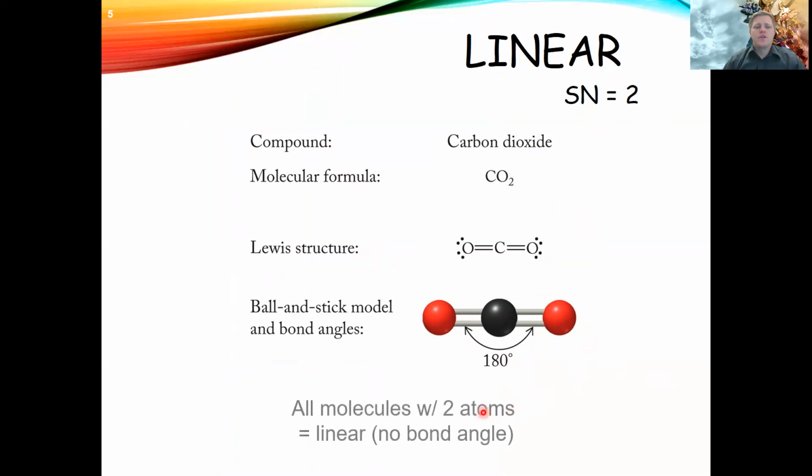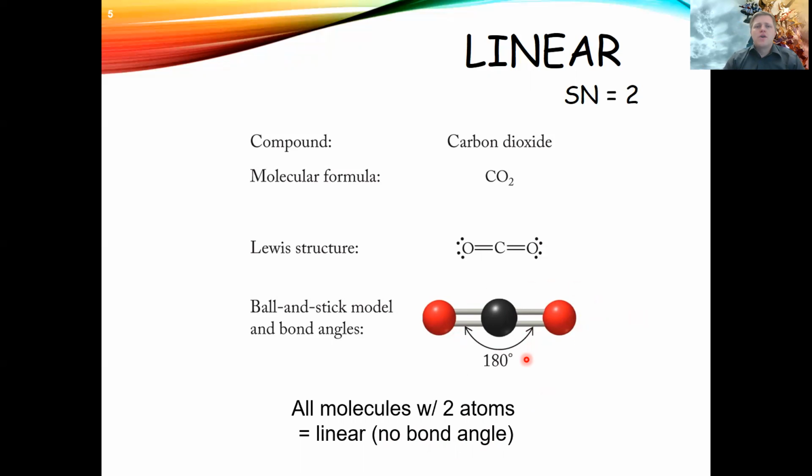I will throw in too that if a molecule just has 2 atoms, so let's say we just have 1 carbon and 1 oxygen, we're still going to call that a linear molecule, because if you have 2 atoms, you can draw a line between them. Though, if there's only 2 atoms, we don't talk about a bond angle because the bond angle is a measure of the angle between 2 bonds. If you have a molecule with just 2 atoms, there's no angle to measure there.